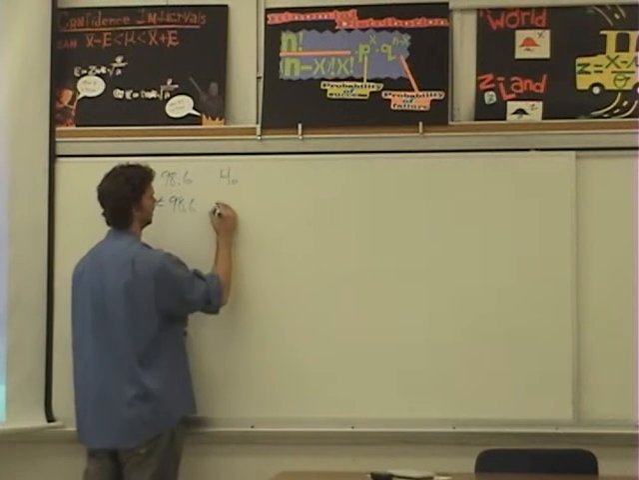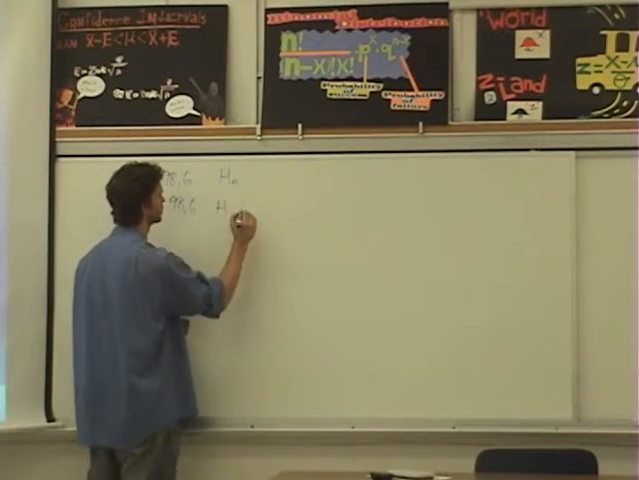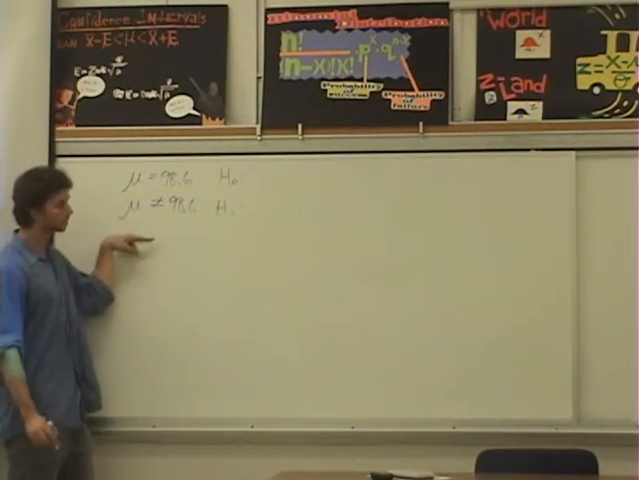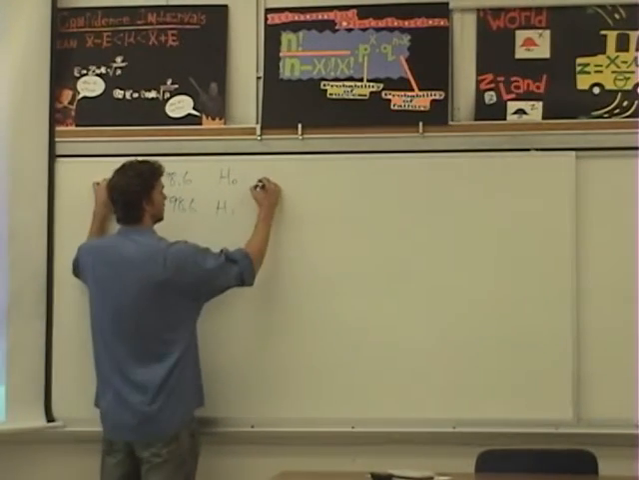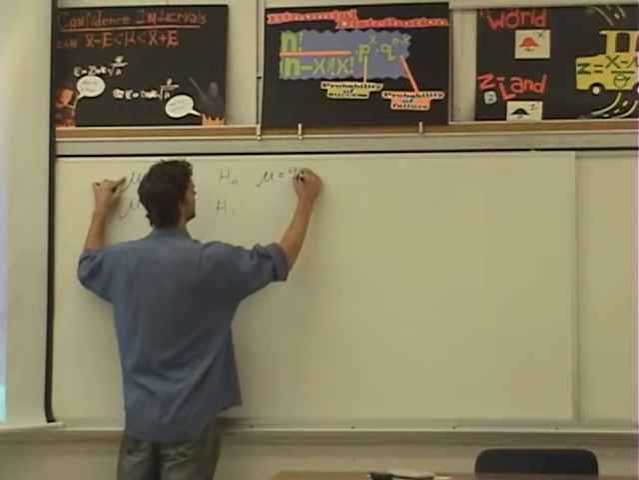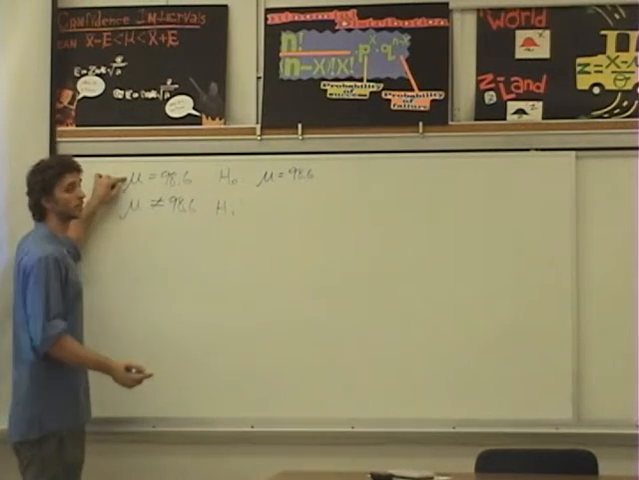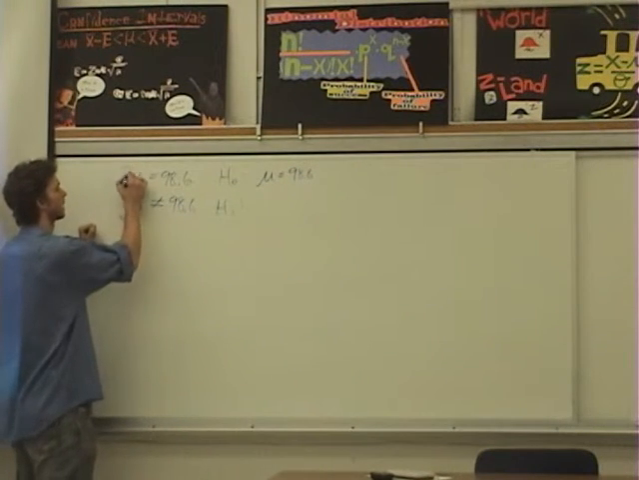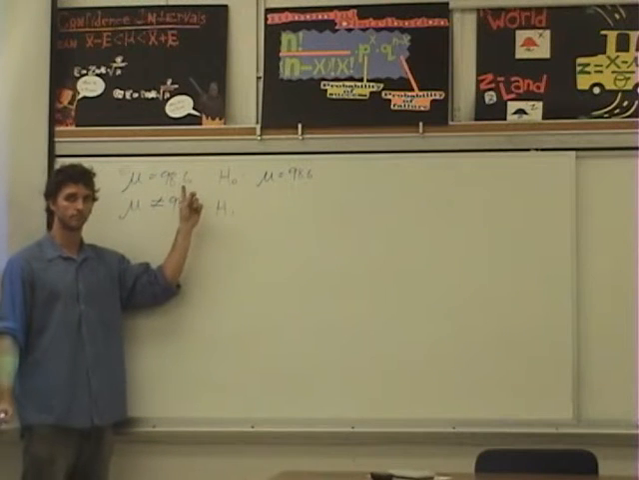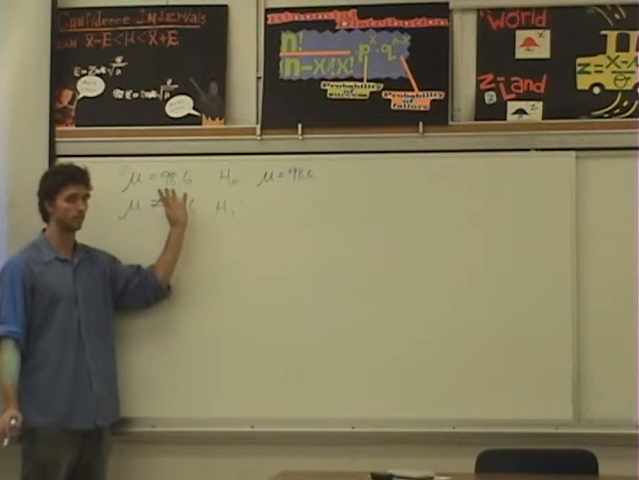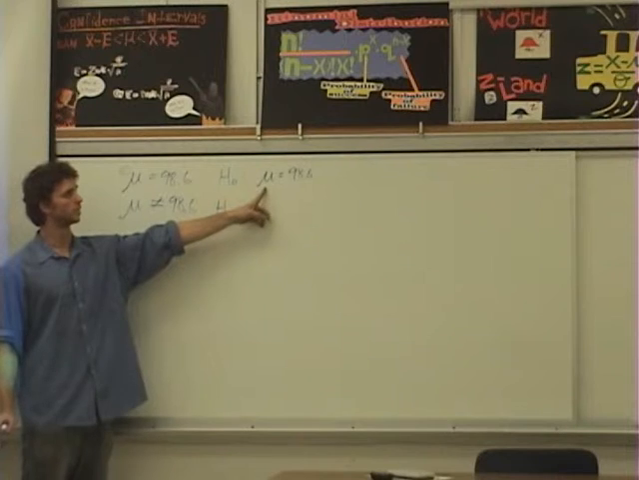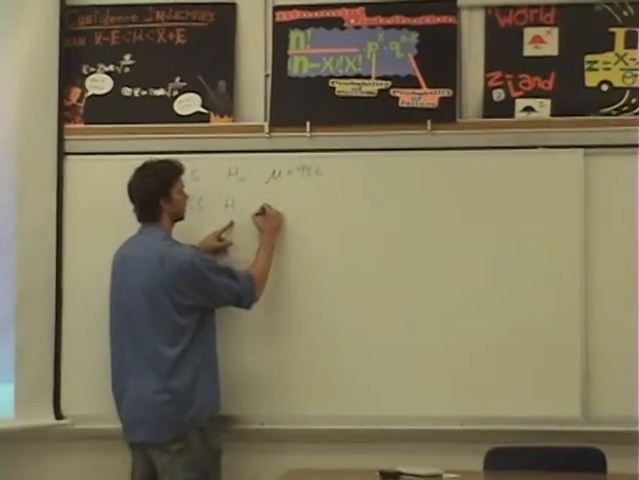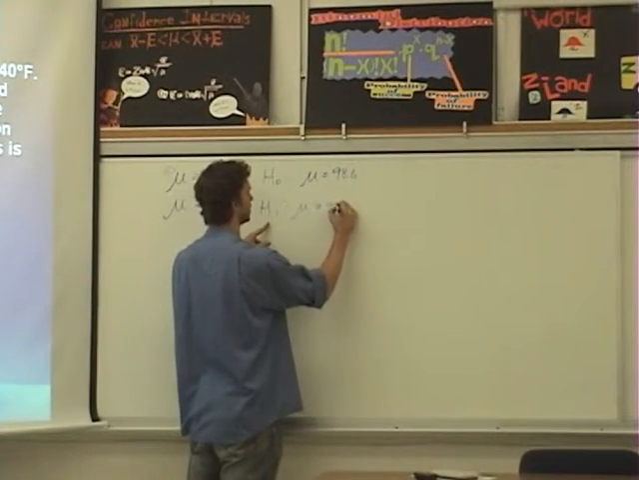Here's the fun part. Everyone likes the matching game, so let's match them up. Which one has the equal sign? That one comes over. Mu equals 98.6. This was our claim. We're testing that mu equals 98.6, so that is our null. The other one is our alternative: mu is not equal to 98.6.